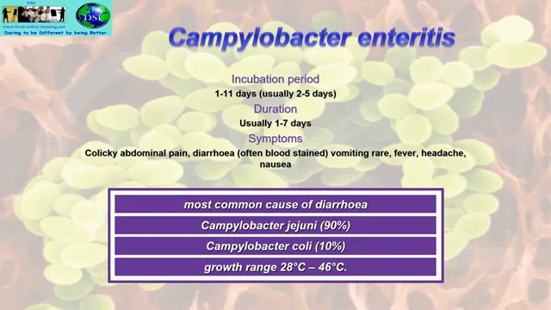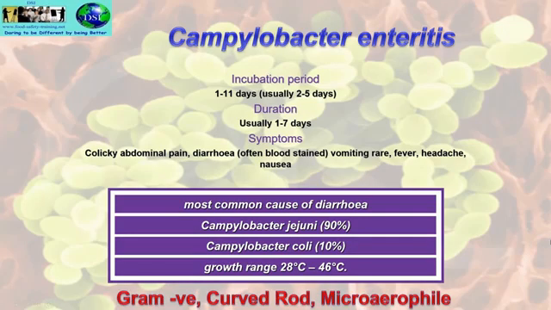Just to go back to the top of this slide, Campylobacter enteritis. Enteritis is not a particular serotype. As I mentioned, that really means inflammation of the gastrointestinal tract. The main serotypes are the ones shown there, jejuni and coli. It's gram-negative, it's a curved rod, and it's a microaerophile, which means it requires oxygen, but in small amounts, roughly about 5%.